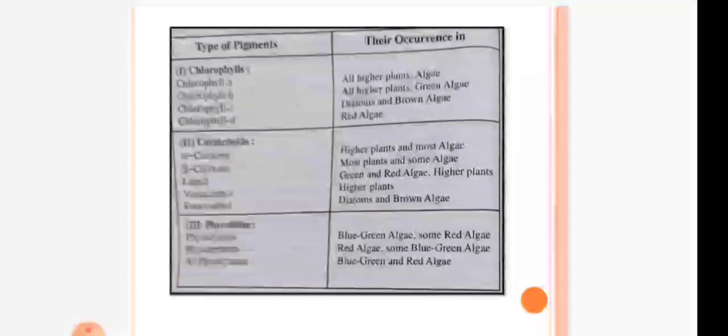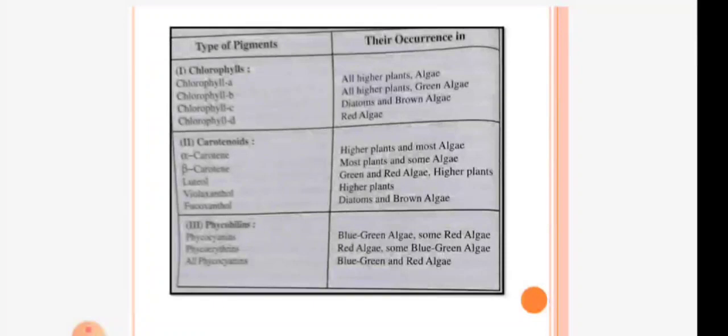See this chart, chlorophylls. Chlorophylls occur in different plants, algae, diatoms. Chlorophyll A is present in higher plants and algae. Chlorophyll B is present in higher plants and algae. Chlorophyll C is present in diatoms and brown algae. Chlorophyll D is present in red algae.